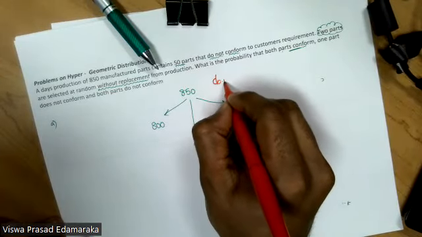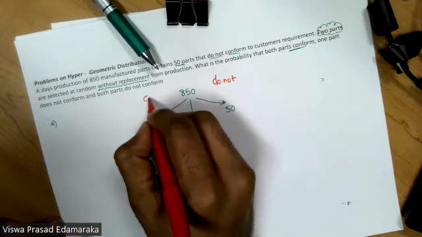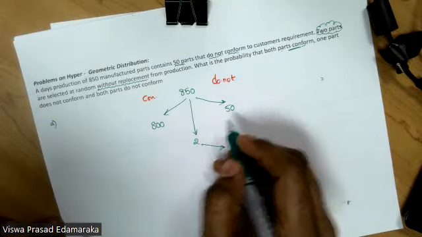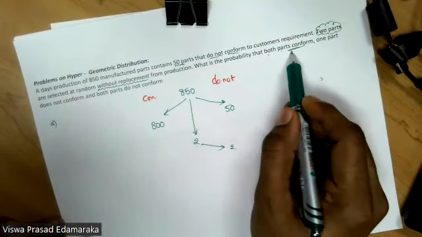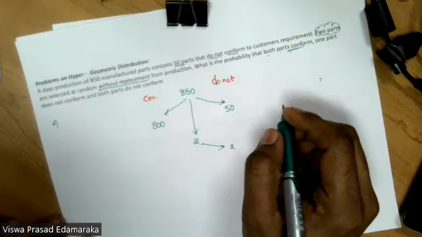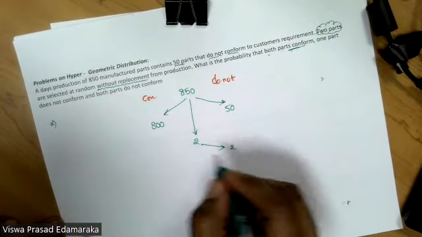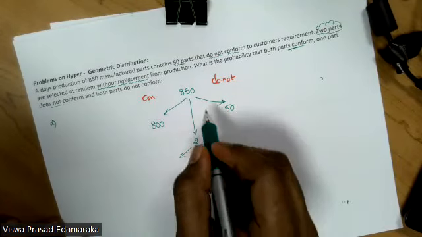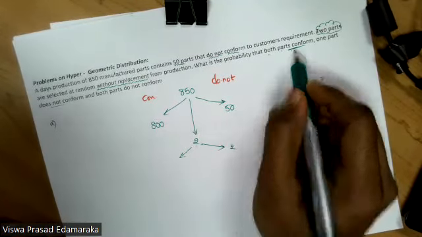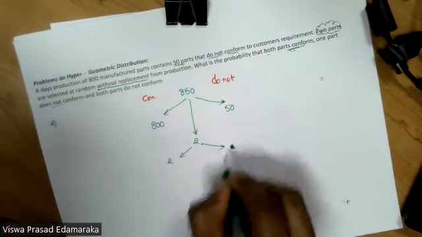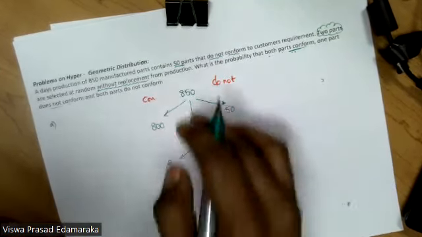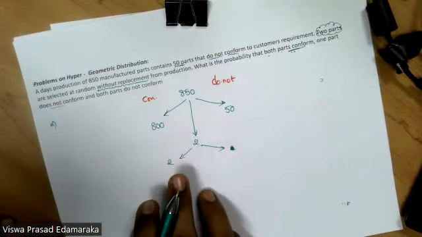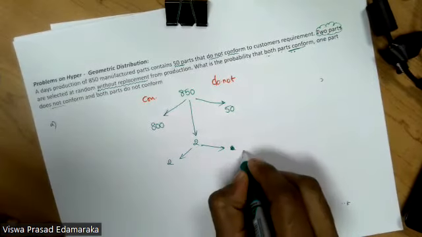50 parts do not confirm. So this is do not confirm. Here, what is the problem? Both are confirmed. It's like the first one is both are confirmed. I have taken two from 850. Out of two, both are confirmed, so I have written that on the left side. Out of two, it remaining two.